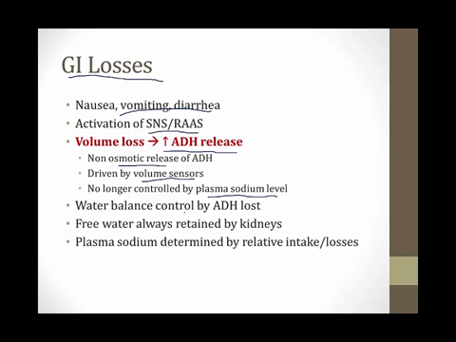This means that water balance control by ADH has now been lost. Free water is going to be always retained by the kidneys because the ADH level is always high. In this situation, your plasma sodium level is determined by your relative intake and losses, and thus it is very easy to develop hyper or hyponatremia in the setting of GI losses because the ADH release is no longer controlled by the plasma sodium level.